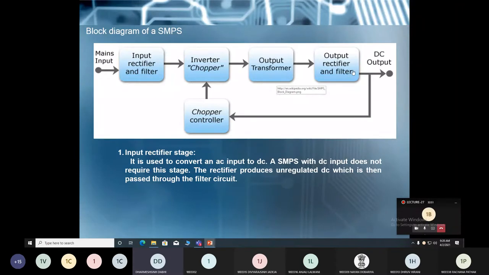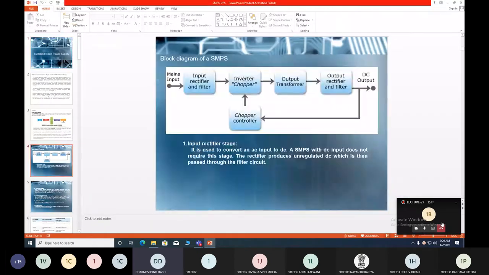So this ripple can be filtered out easily with the small size of the filter, because filter is basically what? Inductor and capacitor, passive filter. As you know that inductor and capacitor value is inversely proportional to frequency. So as the frequency of the ripples in DC output voltage is high, you require the small size of the filter. Yeah, let's understand here by blackboard.